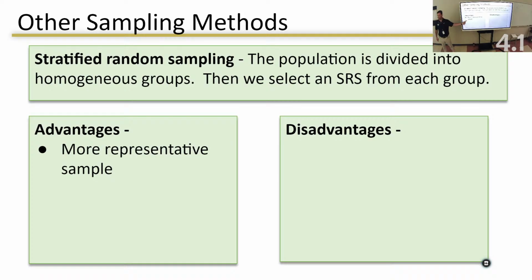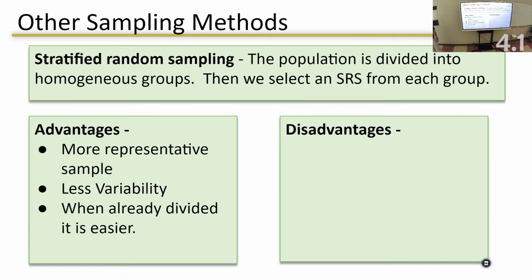It's more representative of the sample because you're guaranteed to cover the entire spectrum. It's more precise. It's less varied. You're going to hear this word a lot, variability. How much it varies. Okay, it's less varied. It's more precise.